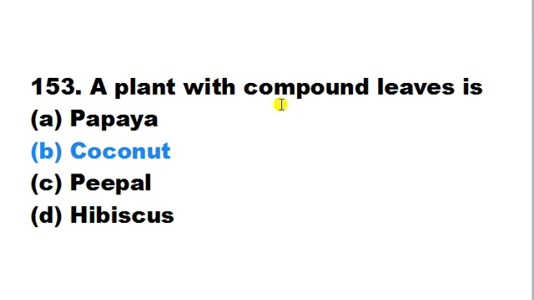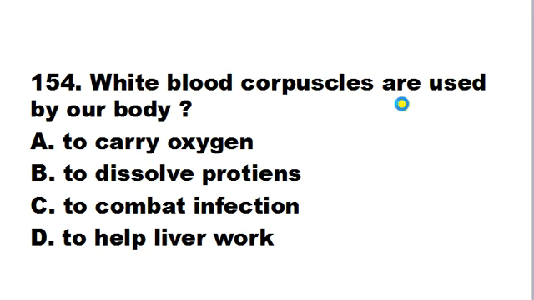White blood corpuscles are used by our body to carry oxygen, to dissolve protein, to combat infection, to help liver work. Here, the main work of white blood corpuscles is to save us from various types of disease or to combat infection, which protects us from infection. So here the correct answer is C.